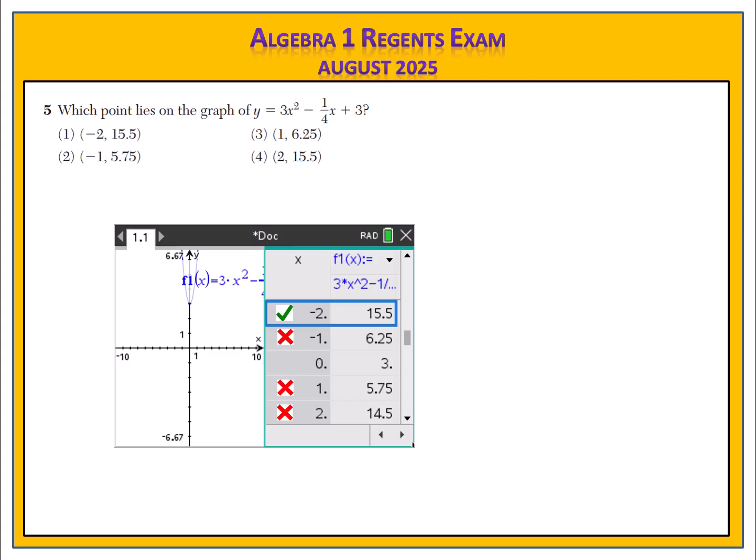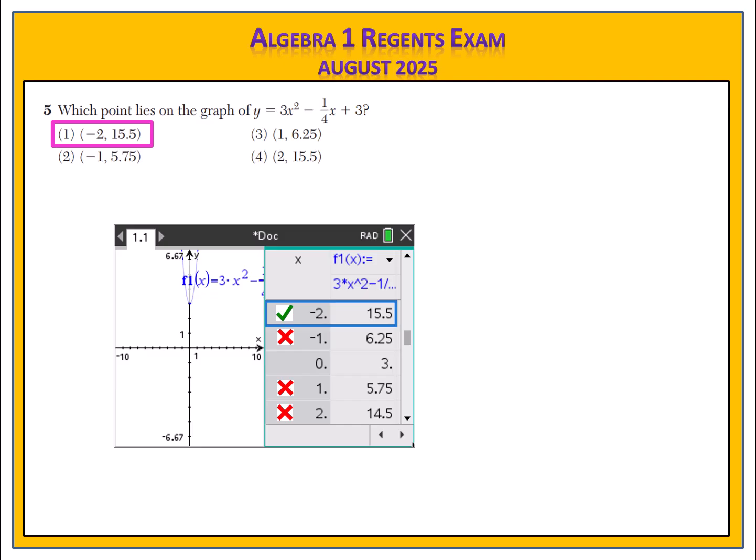Of the 4 of them, only the first one, -2, 15.5, is listed in the table. The points listed in the table are the points on the graph, and so the point on the graph is choice 1.